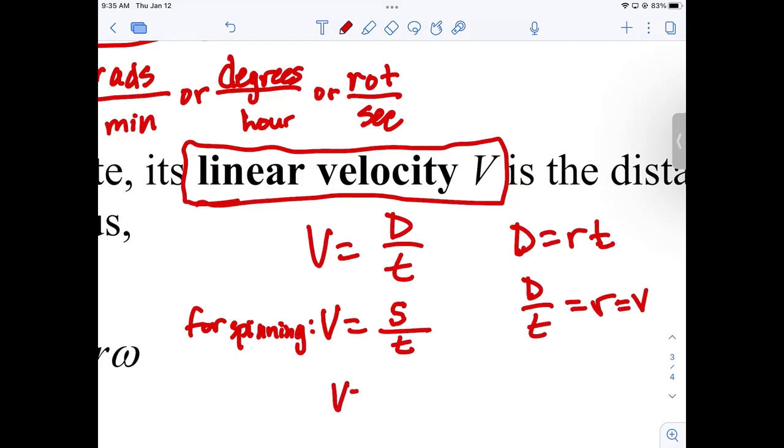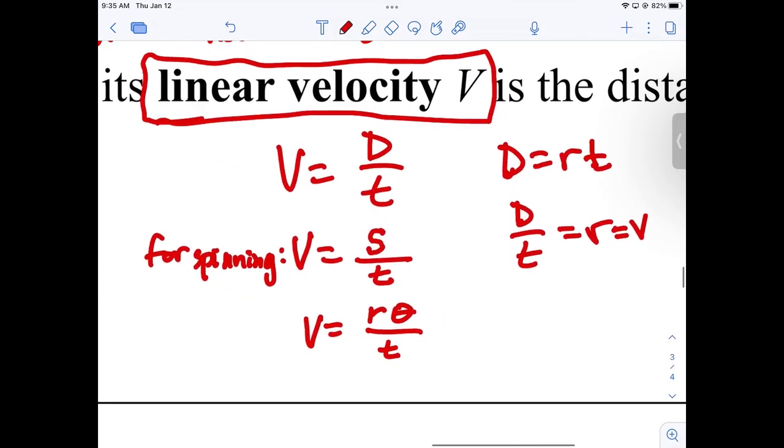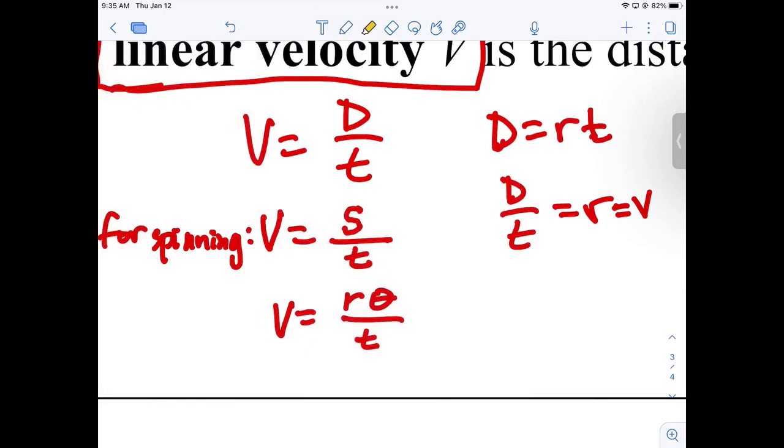Now, what is another name for s? Do we have a formula for s? R theta. So we get r theta over t. And now look at this. What is theta over t? When you measure how fast something spins with relation to time, you get its angular velocity, right? Which we just said was omega. We defined it to be omega.